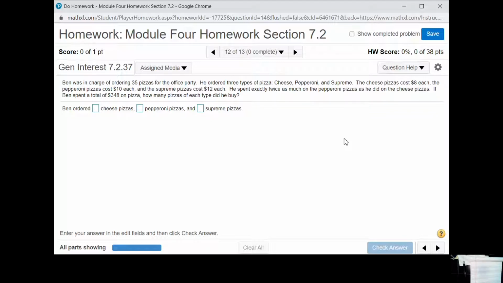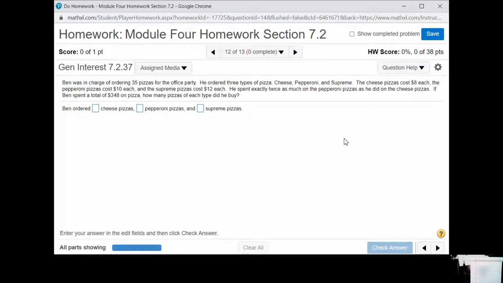All right, well, there's a lot of numbers in there. The ones that look like total numbers is the very first sentence where it says Ben was in charge of ordering 35 pizzas. And he broke that up into the 3 different toppings. Okay, and then they give us the price for each kind of topping. And then at the end, it said he spent a total of $348 on pizza. How many pizzas of each type did he buy? So right there, they're asking us for answers that are just how many pizzas. There's not anything about money, it's just how many of each type. So our variables are going to end up representing a count of each type of pizza.